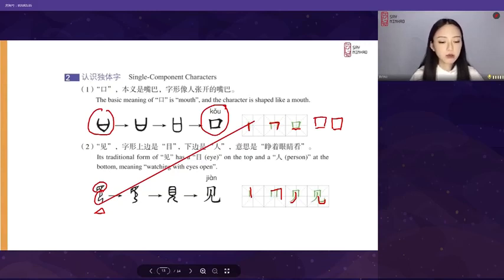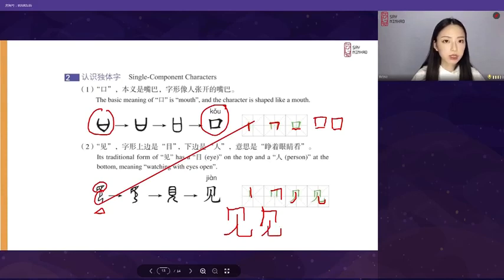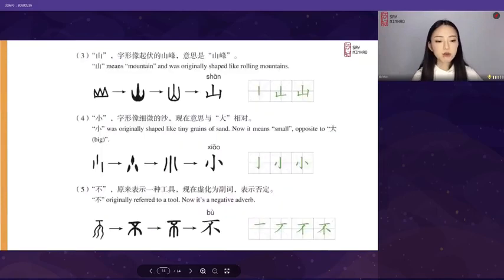Okay, let's try to write it with me. First, a vertical and then a horizontal turning we've learned today, and a left turning we learned in lesson one, and then this last stroke. Try to write with me again. A vertical, a horizontal turning, and then a left turning, and then this. This is 见. Let's move on to the next part.